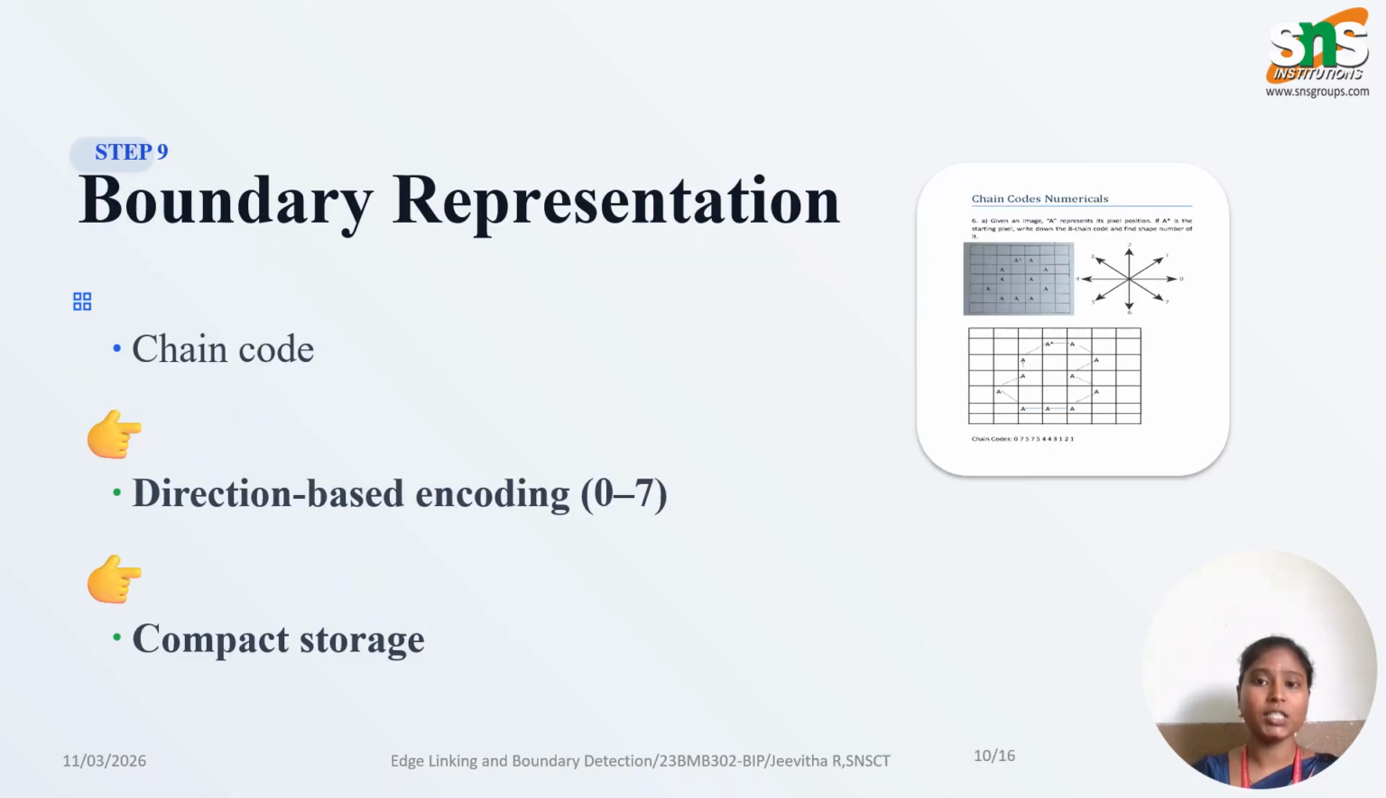Once we detect boundaries, we need to represent them efficiently. One common method is chain code. In this method, each boundary direction is encoded as a number from 0 to 7. It represents movement between pixels. This provides compact storage and easy processing. So instead of storing all pixel coordinates, we store direction sequences.